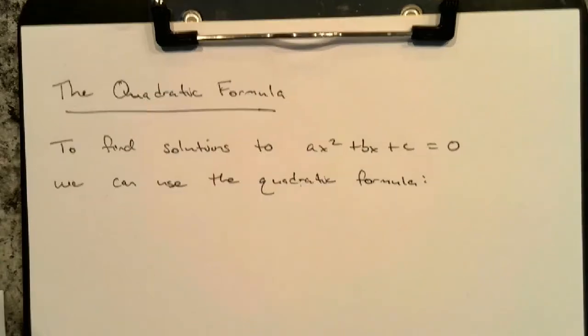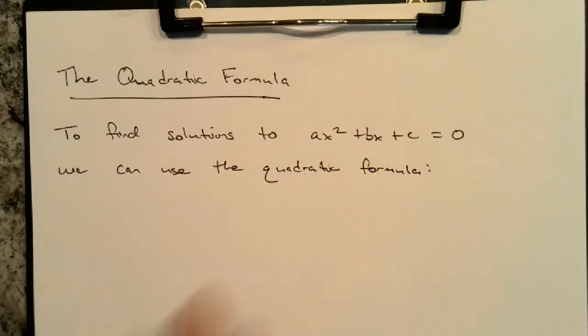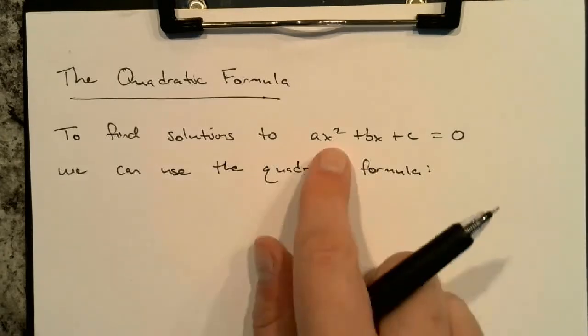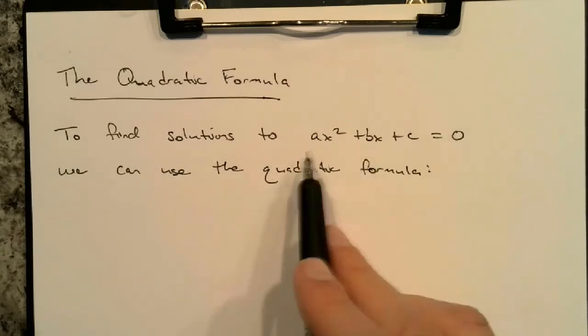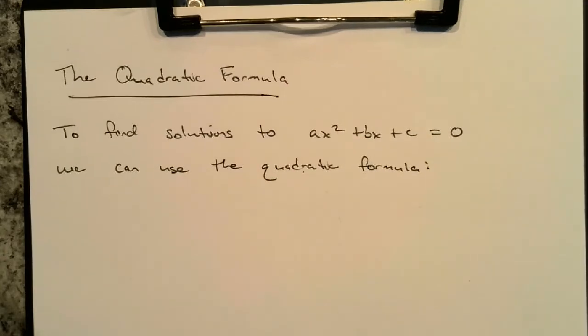The quadratic formula is a way of solving this for x, right? So a, b, and c are going to be real numbers. The x's are going to stay x's. You need to have an x squared in there. That's what tells you it's a quadratic equation. You need to have one side equal to 0. That's what allows you to use this formula. So we're solving for x.